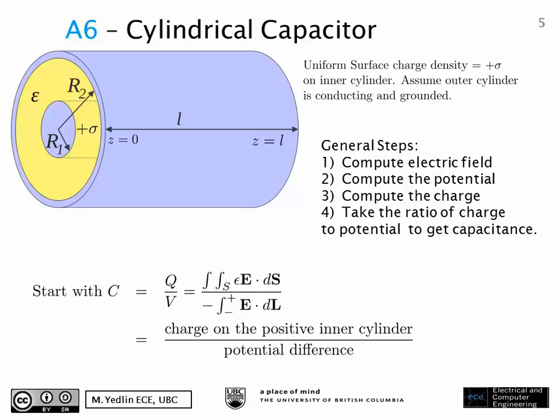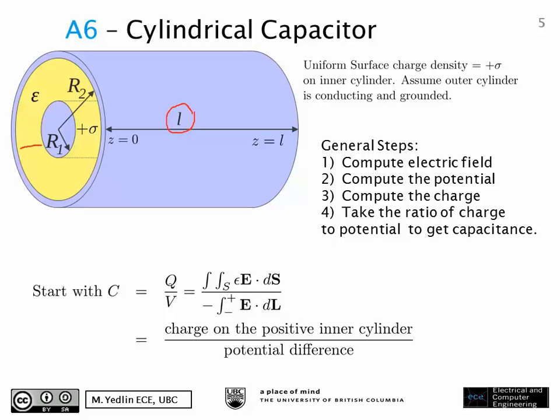Here's the second example, a cylindrical capacitor. We've also seen most of this in class before. We have a central conductor of radius r1, and there's a uniform surface charge plus sigma on that central conductor. We have an outer conductor. It will be grounded. We will also assume that the length of this capacitor is much, much larger than the distance between these two conductors, that distance. And so we can also use the infinite cylinder approximation to the field, neglecting the edges.